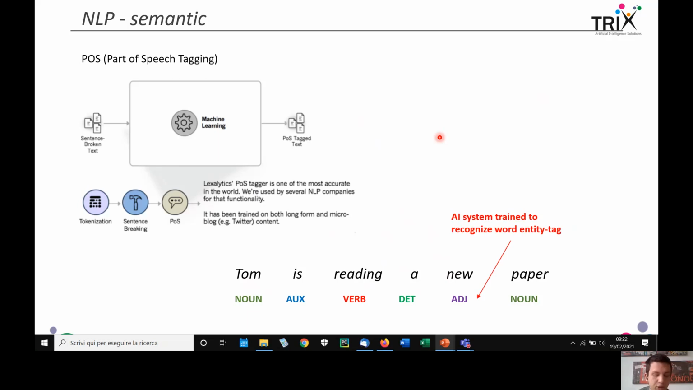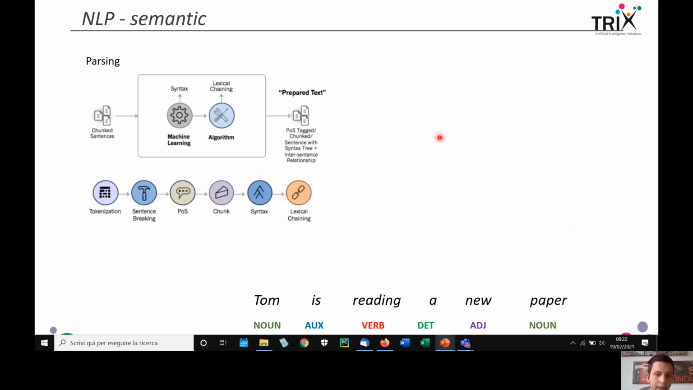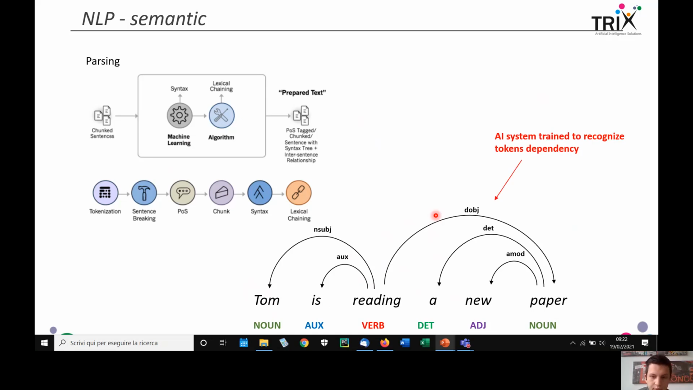The next step is to create the network of dependencies between the various tags. There are dependencies that derive from the logical analysis of the text, for example, the object of a verb. In this case, paper is the object of the verb reading. An experienced user, a skilled user, can browse through these dependencies and tags to find exactly the technological feature he is looking for.